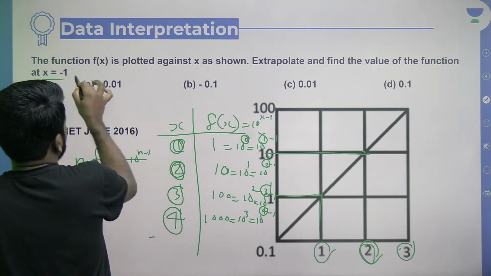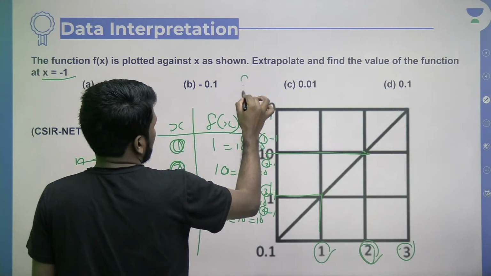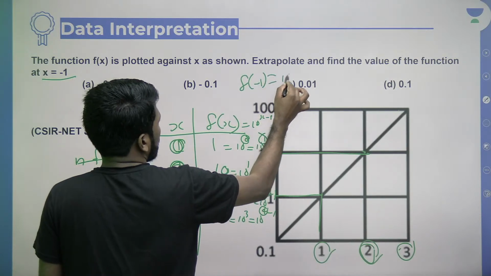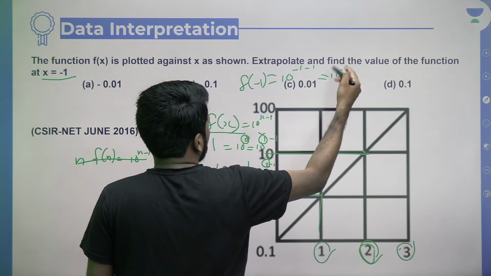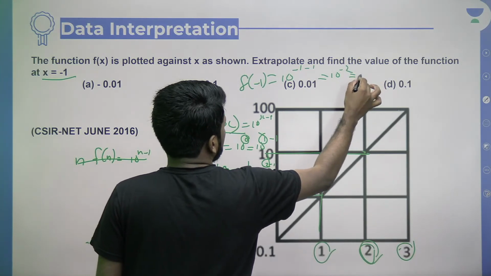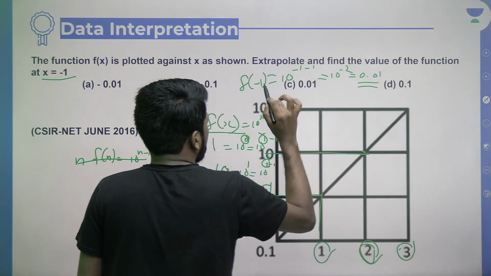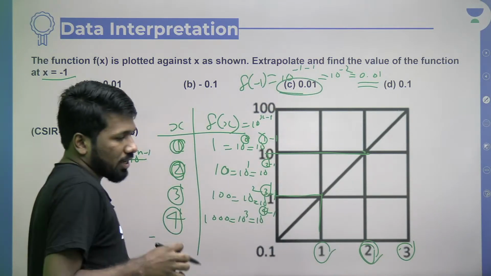Na? X equal to minus 1. X equal to minus 1 means f of minus 1 is equal to 10 raised to minus 1 minus 1. That is 10 raised to minus 2. Minus 2 means 1 by 100. 1 by 100 is 0.01. So option C is the correct answer.